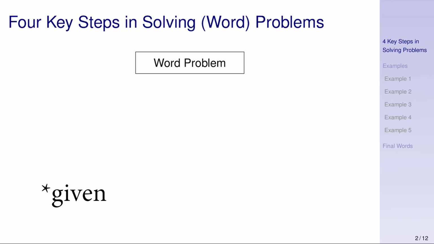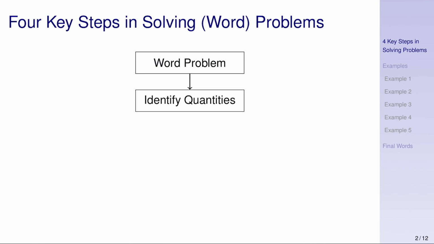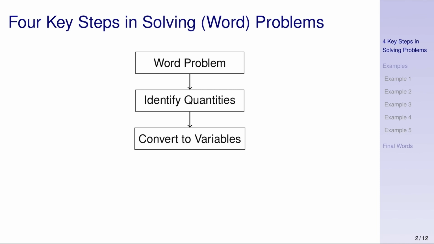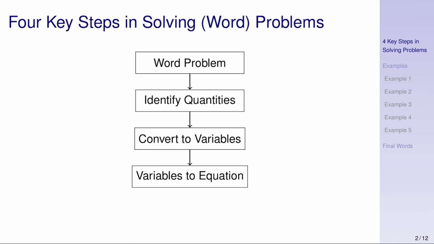First, given a word problem, read it carefully, maybe once or twice, to get the gist of what's going on. Identify the ingredients that make up that given problem. Once you have that, convert these to variables, or convert it to something that you are more familiar with. And then finally, once you have the variables, form it into an equation depending on the relationship that is present in the word problem.